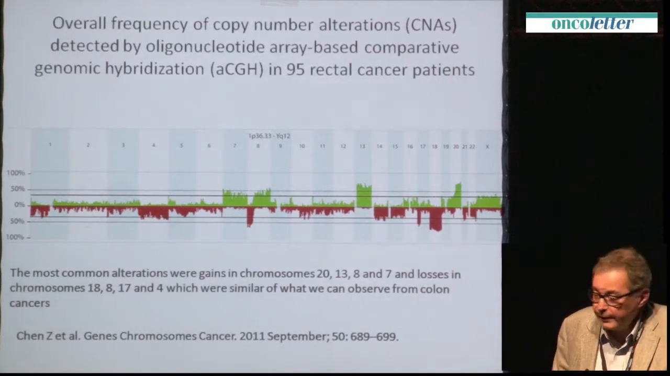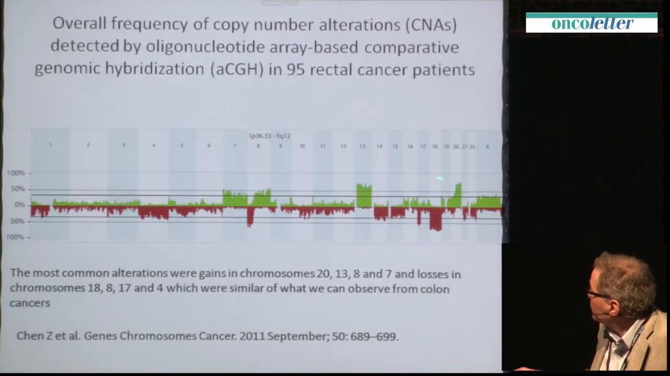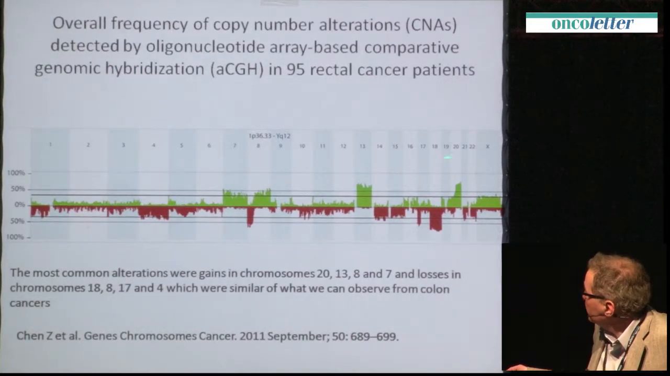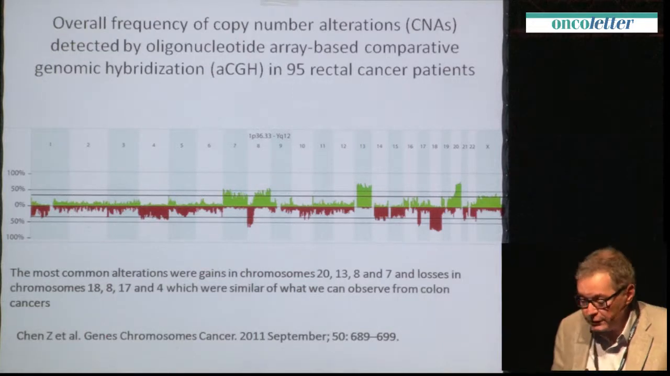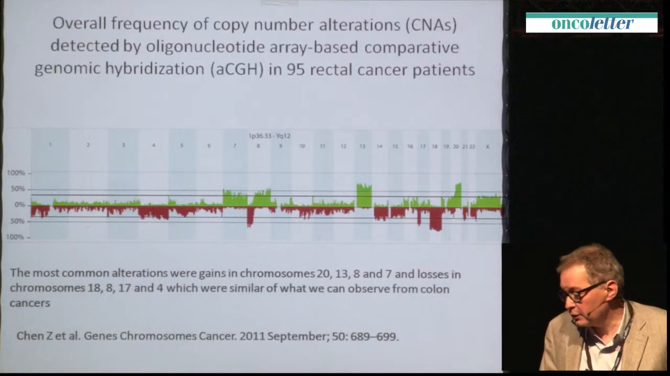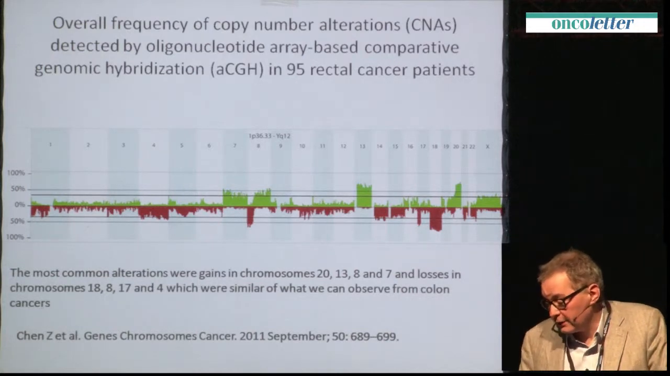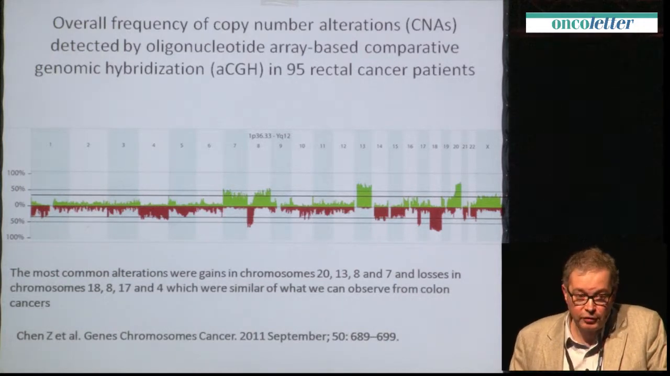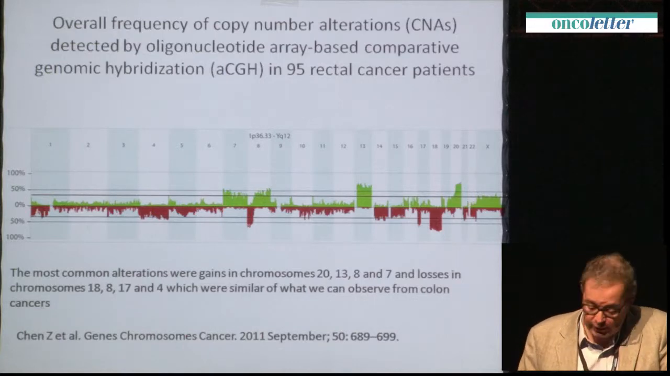and it's exactly the same profile. What you can also observe is a gain of chromosome 20 and a gain of the long arm of chromosome 13, which are, once again, the most frequent alterations that occur in colon cancer. So there is no difference in terms of copy number variation between colon and rectal cancer.